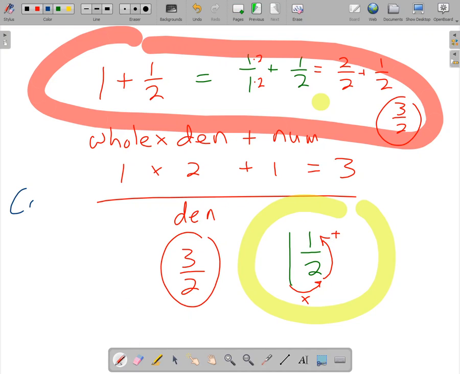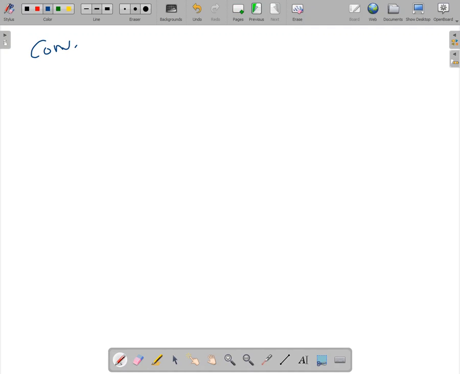Let's go blue. This is to convert mixed to improper. Long way, you're adding fractions. Shortcut is you have this little circle route that you follow. If you want to go the other way, if you want to convert an improper fraction to mixed, then you have to divide.